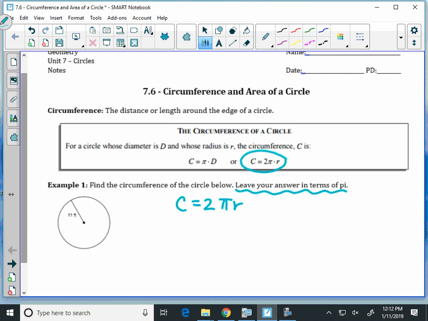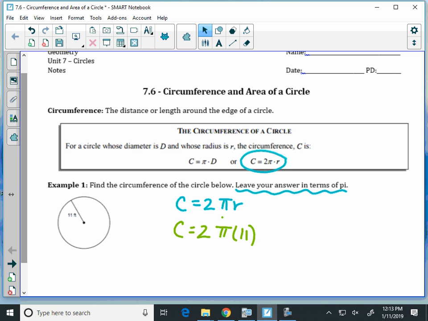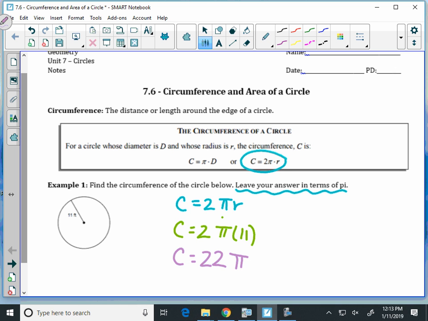Okay, so when we simplify this down, look at your circle. What's our radius? 11. So we're going to take 11 and plug it in for r because that's representing our radius. Okay. So if we clean this up, again, when it says leave in terms of pi, we kind of ignore pi for right now and just multiply your numbers. When we multiply our numbers, 2 times 11 is what? 22. So you say 22, and then you tack on the pi as if it was like an x.